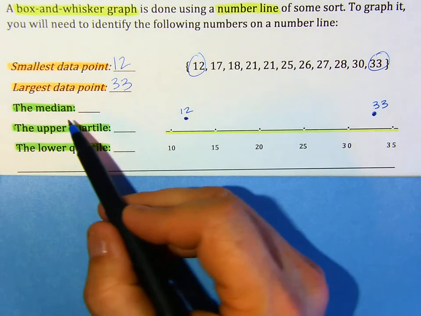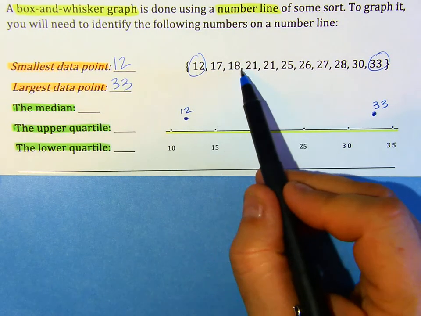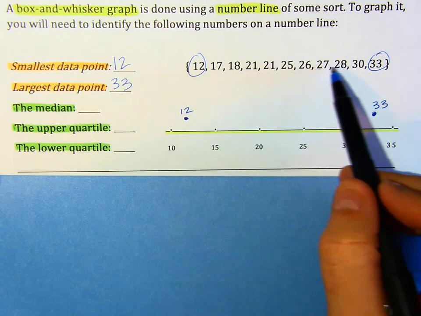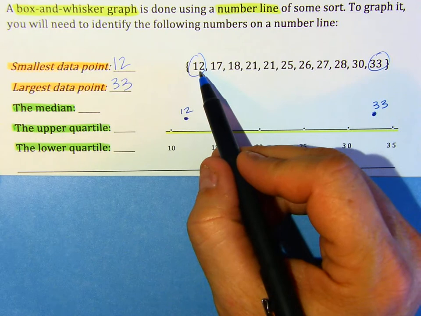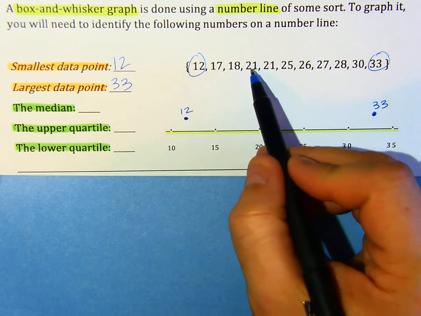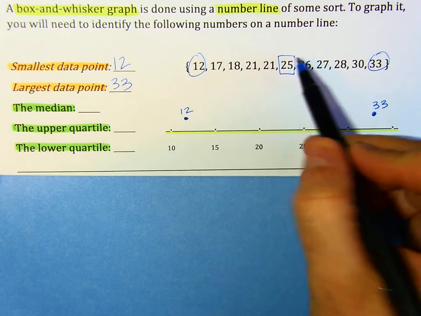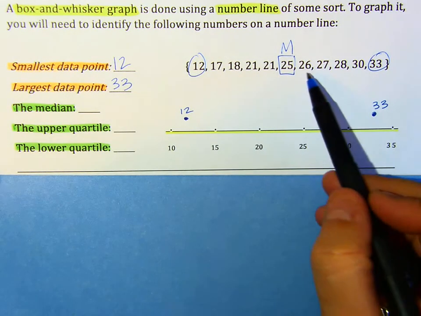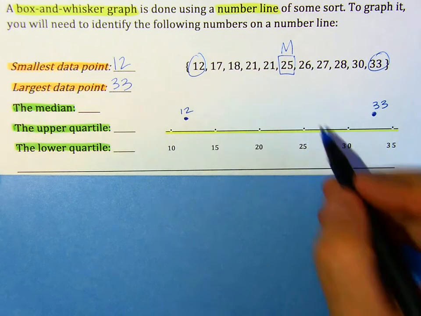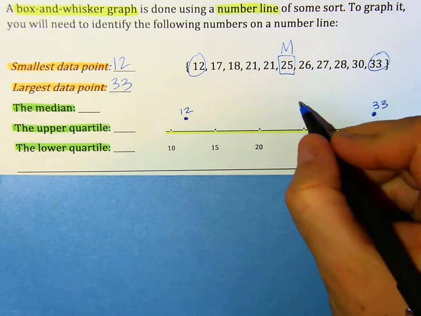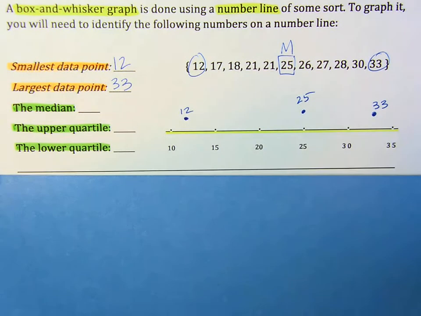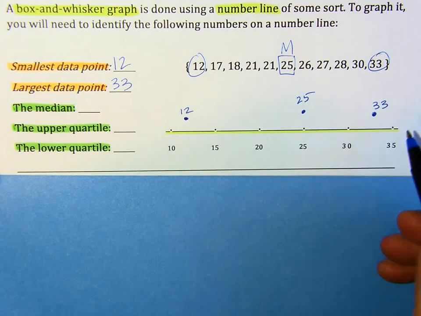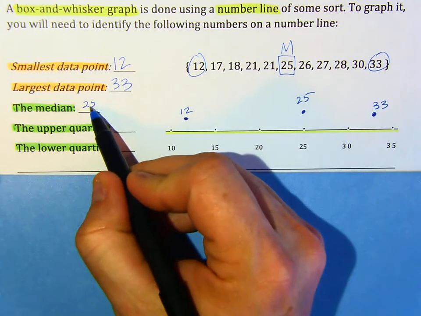The median, that's the middle number. So let's see, 1, 2, 3, 4, 5, 6, 7, 8, 9, 10, 11. So if there are 11 numbers, 1, 2, 3, 4, 5, this one is the median. That's the middle number. There are 5 numbers below it and 5 numbers above it. So 25 gets its dot right here as well. So there's 3 data points.